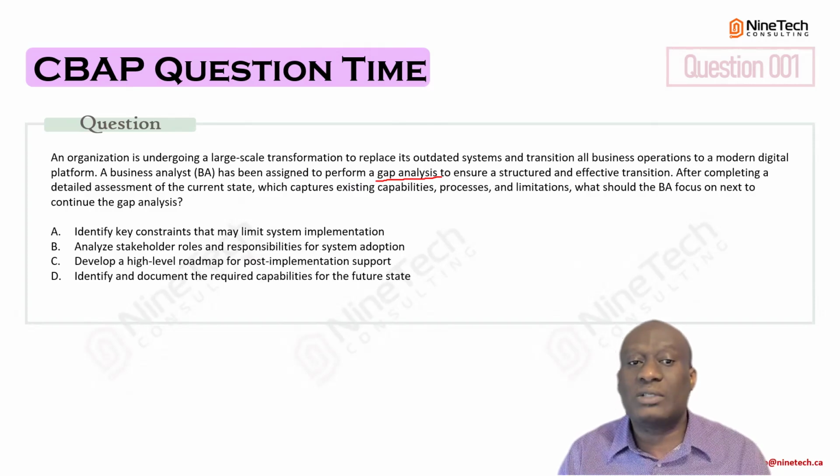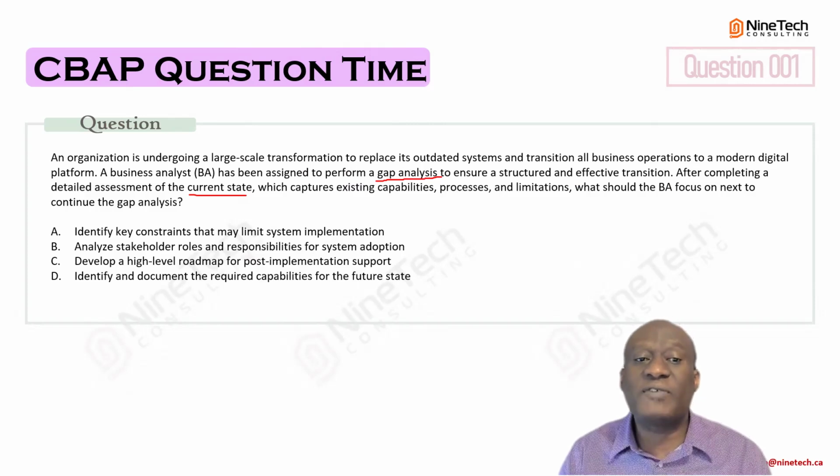After completing a detailed assessment of the current state, which captures existing capabilities, processes, and limitations, what should the business analyst focus on next to continue the gap analysis? So the BA is performing the gap analysis. The BA has concluded the current state analysis. So the question now is, what should the BA focus on next after completing the current state analysis? Let's look at our options.